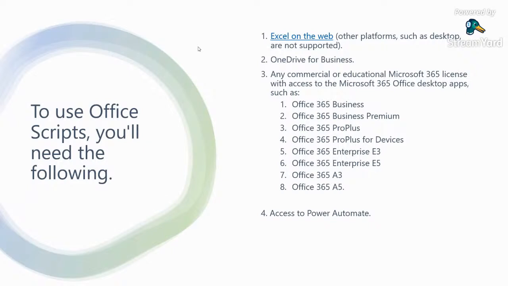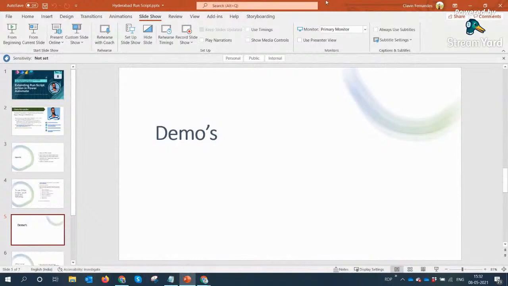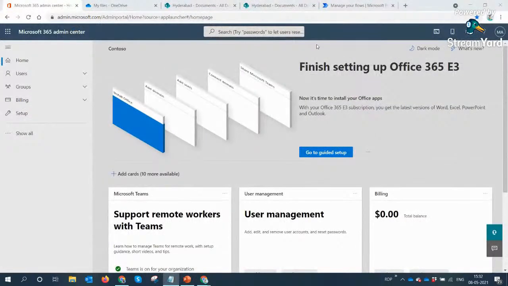So first and foremost, prerequisites. You need to have Excel on the web. This is only supported on the web version of Excel, not the desktop version. You need to have OneDrive for Business, because these scripts are stored in OneDrive. Then you need to have an Office 365 license. You can see the list out here. And finally, you need to have access to Power Automate. So that's pretty much it when it comes to the slides. Let me go ahead and minimize my presentation.